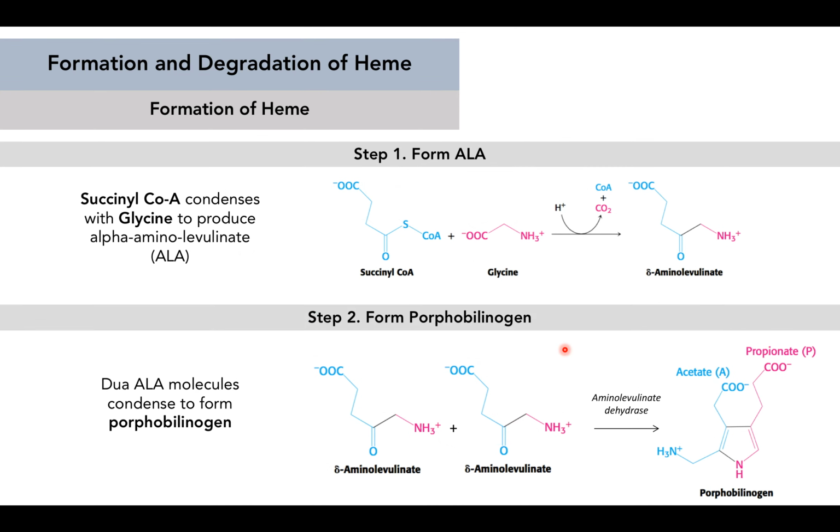Now let's go through the steps one by one. So now we're going to talk about how you make heme. The first step is to form ALA, or alpha aminolevulinate. To make an ALA molecule, you need succinyl coenzyme A and the amino acid glycine. When you condense these two, you get ALA. Then, in order to make the porphobilinogen, which is here, you will need 2 molecules of ALA, and you condense these together with the enzyme aminolevulinate dehydrase in order to form porphobilinogen.